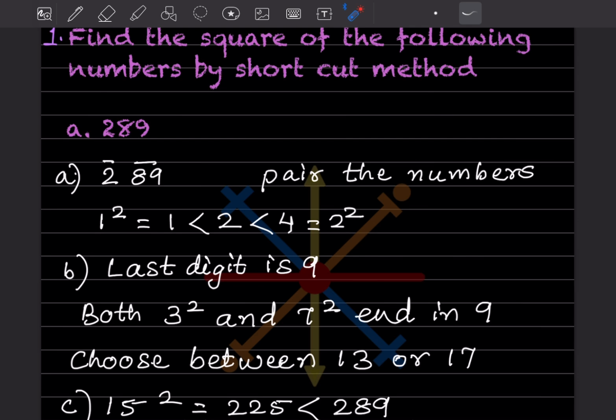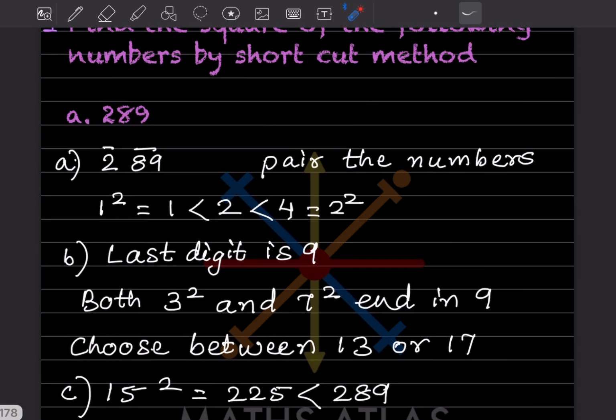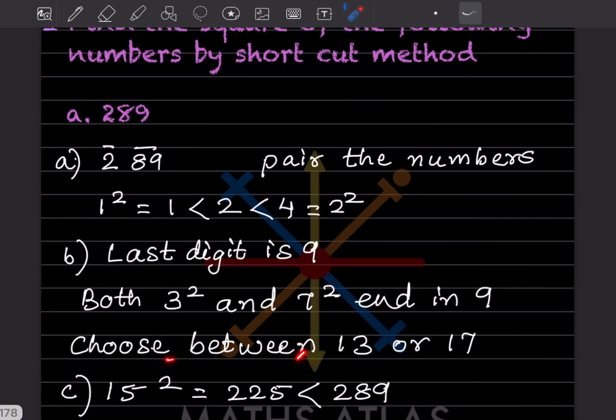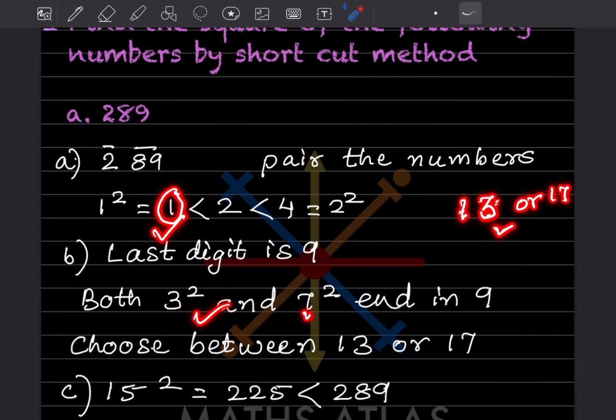So now we are going to choose between. We already have 1, we got 1 from the first part. So we know that 3 square and 7 square end in 9, so it can be 13 or 17. So 1 is fixed, what we have seen in the first part. So now we are going to decide whether to take 13 or 17.